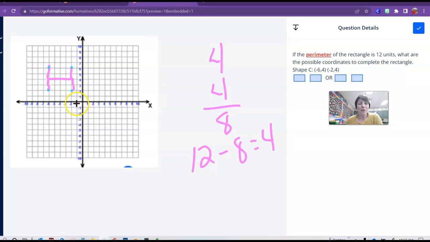All right, so you can see here I'm looking at -6, 2 for one of my ordered pairs, and -2, 2 for the second. That would make that rectangle that has a perimeter then of 12 units. Or I could go up 2, and so I could be at -6, 6, and -2, 6. And that would be the other 2 sets of ordered pairs that would make a rectangle with a perimeter of 12.